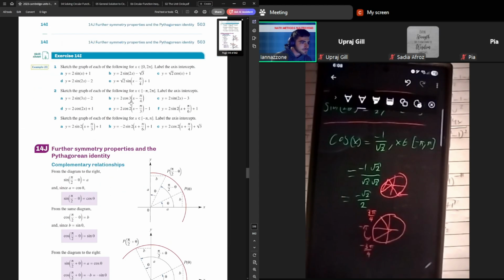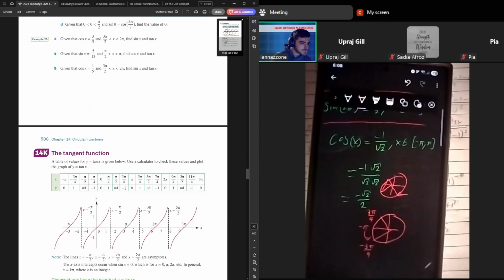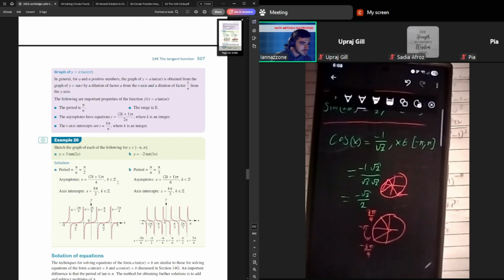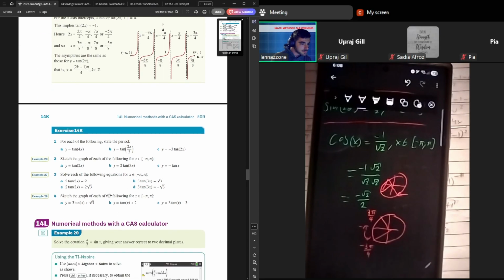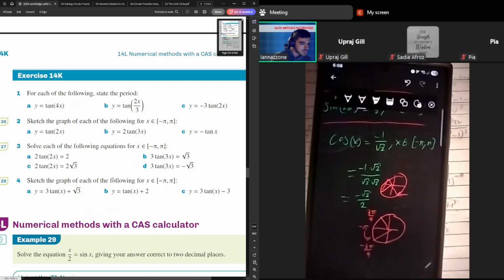Where's the... That's just symmetries, that's sketching. There's got to be something in the tan here to solve. Yeah, here we go. Now we can do some tan.